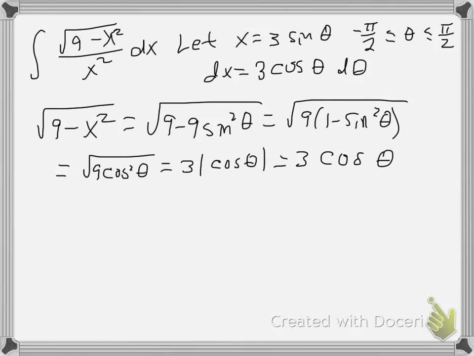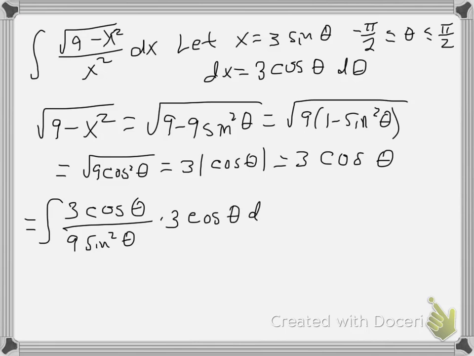Note that the cosine of theta is bigger or equal to 0 because theta lies between negative pi over 2 and pi over 2. Thus, the inverse substitution rule gives us that this integral becomes the integral of 3 cosine of theta over 9 times sine squared of theta times 3 cosine theta d theta. That's everything substituted back in.